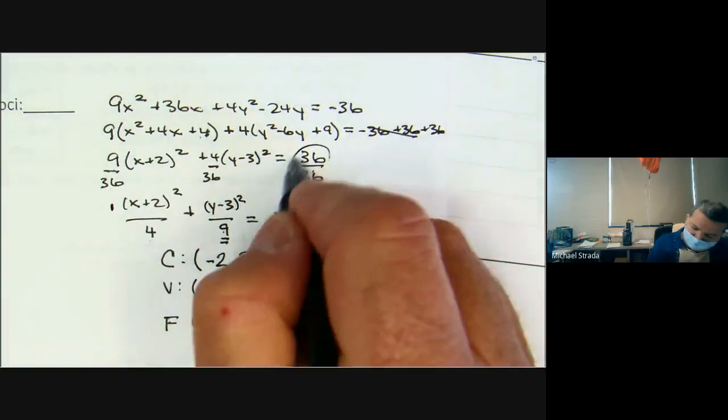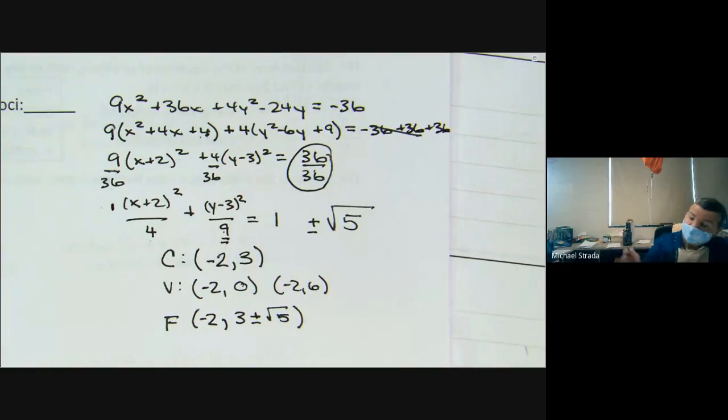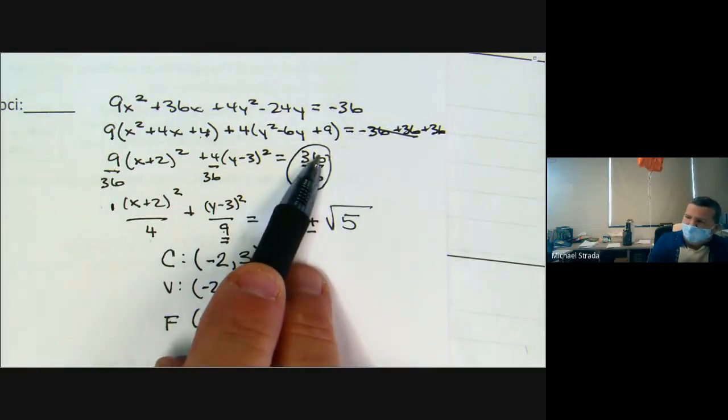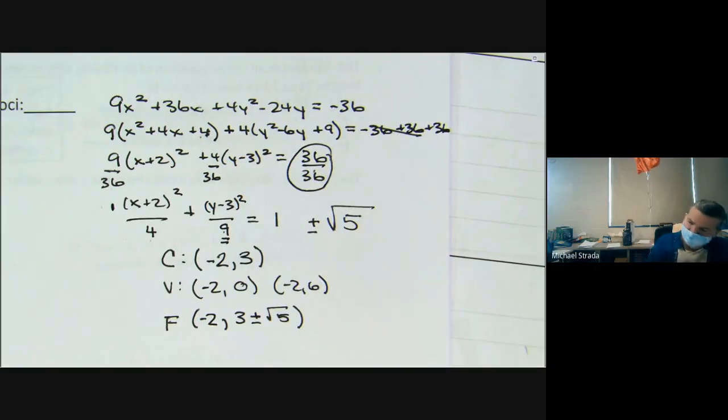Because I want this to be what on the right-hand side? 1. So for everybody, all I do is divide both sides by whatever that number is, no matter what. We want that to be 1. Okay.